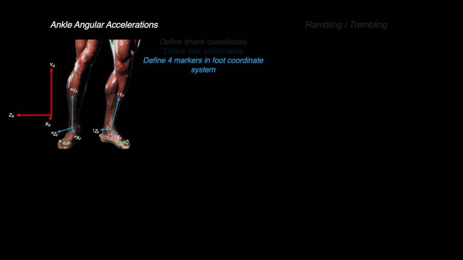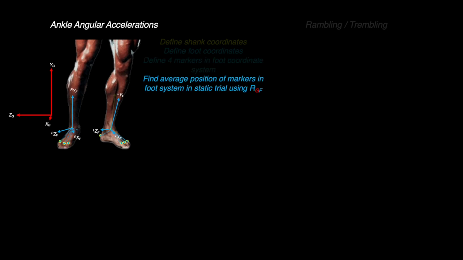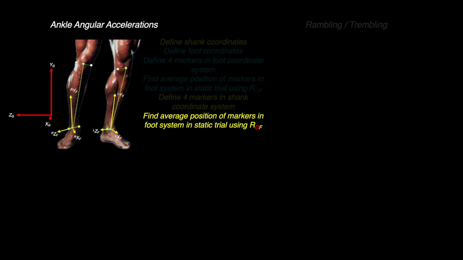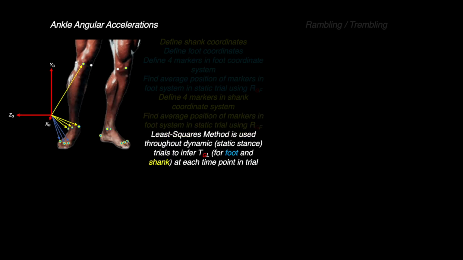From there, we define 4 markers in the foot coordinate system shown below, the calcaneus and the MTPs. Then we find the average position of these markers in a static trial for about 300 frames, using the rotation matrix from ground to foot to define it in the local system. We then define 4 markers in the shank coordinate system: the malleoli, the intermalleolar point, and the intercondylar point. We find the average position of all 4 points, again using rotation from the ground to the local frame. Then we use the least squares method as highlighted by John Challis to infer the transformation from ground to local for foot and shank at each point in time in the dynamic trial.